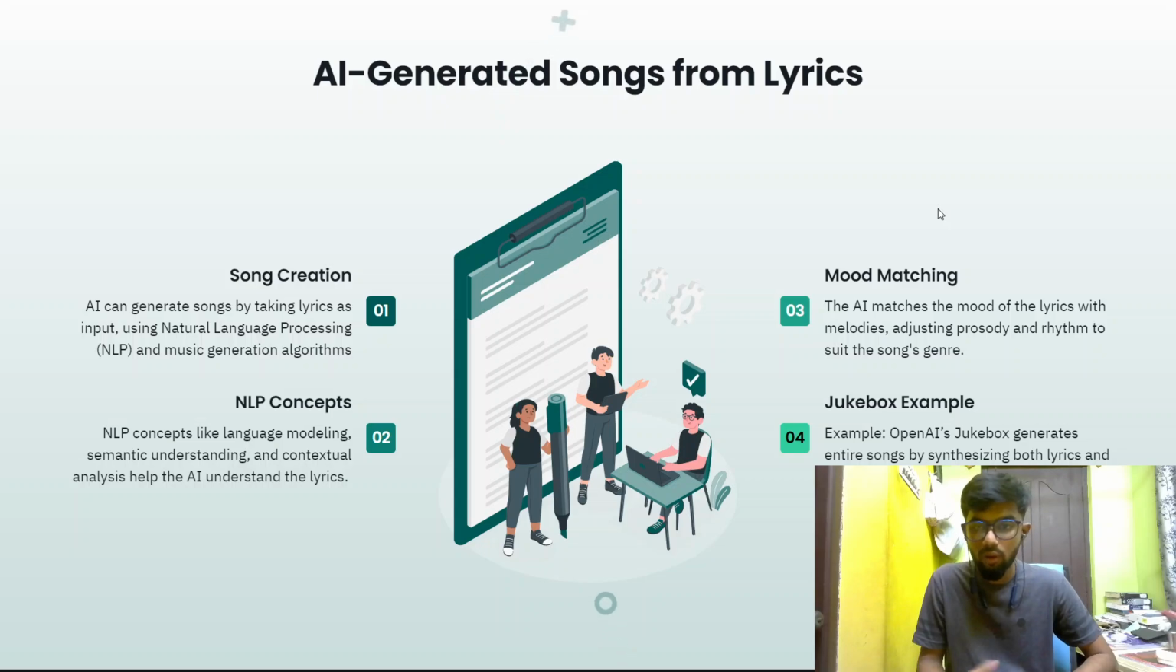For example, if you want to see song creation, Jukebox is one of the best examples. OpenAI's Jukebox generates entire songs, synthesizing both lyrics and melodies. If you insert a particular person's voice as an input and give lyrics, it will generate a song with that person's voice. It will be perfect. It will literally be like that person is singing in person. So that's how AI is advancing in today's era.